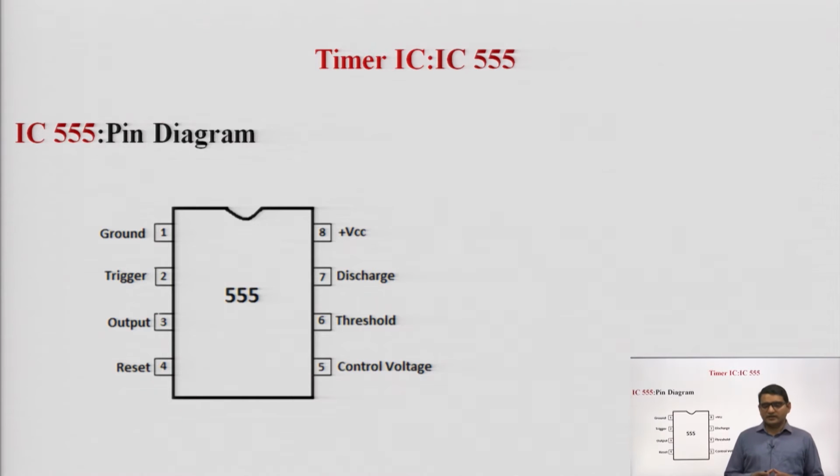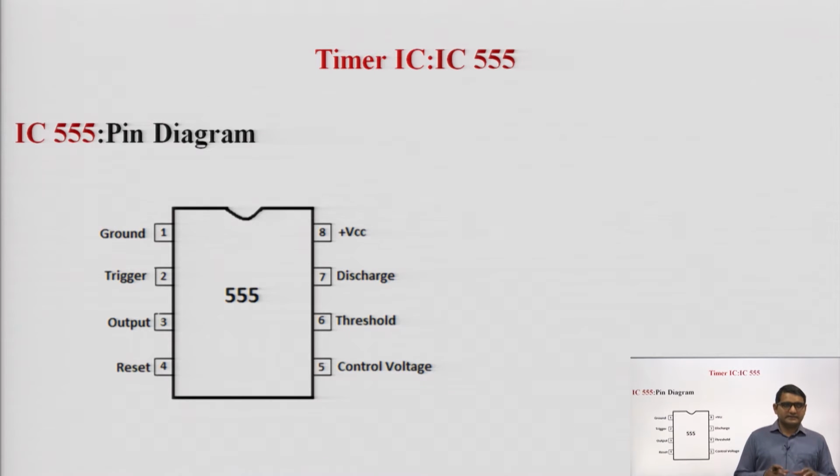We need an external capacitor, which is required for the wave shaping circuit. The external capacitor can be discharged with the help of pin number 7. It may be directly connected to pin number 7, or connected through a resistor to pin number 7, and it can be discharged with the help of pin number 7.